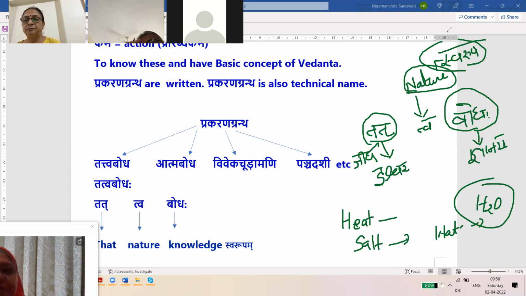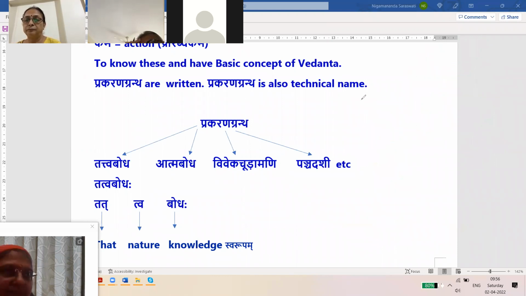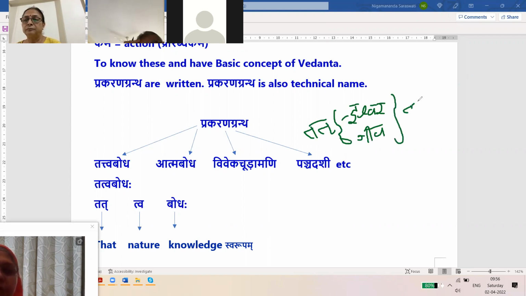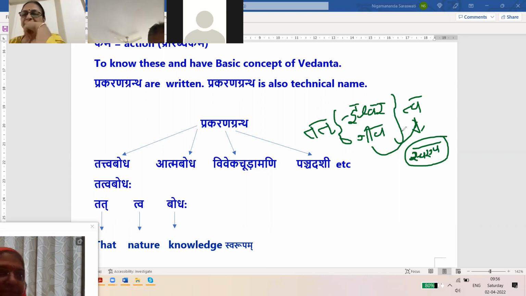In the same way, what is the nature of ourselves, Jiva or Ishvara? Tat we can take as Jiva also, Tat we can take as Ishvara. Tva means Swarupa, not nature. If my body were my real nature, it would be with me all the time, and I should not die, because this is my real nature. So the body is not my real Swarupa. So it is not Tva.